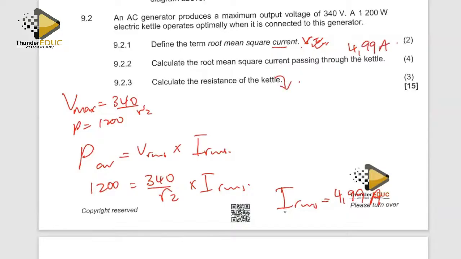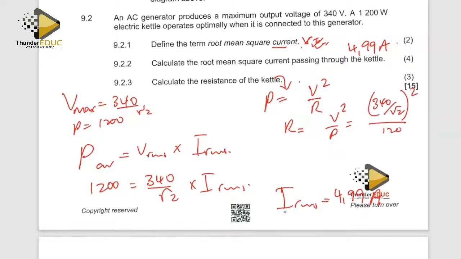Then they want us to get the resistance within the kettle. So you can say resistance is V squared over R, meaning that the R is going to be V squared over the power. Now we know that our V squared, we're looking at the V RMS, okay, which is 340 over square root of 2. This is squared.